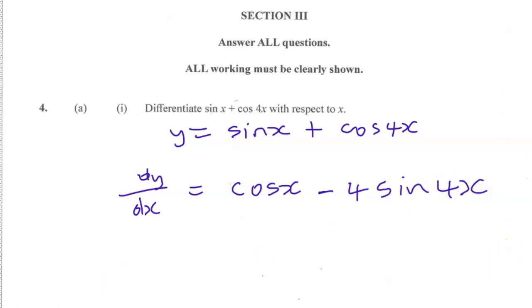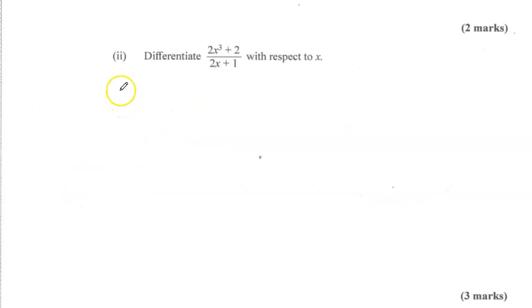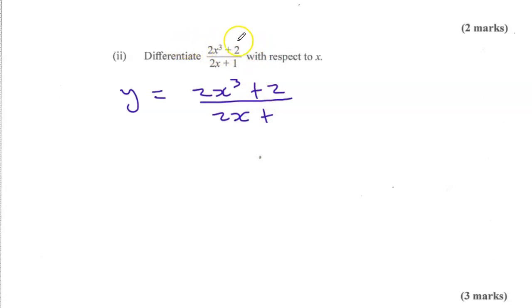Next. So next we have a quotient there. So we're using the quotient rule. Treat it as a function over a function. So the function above we can call it u. The function below we can call it v.